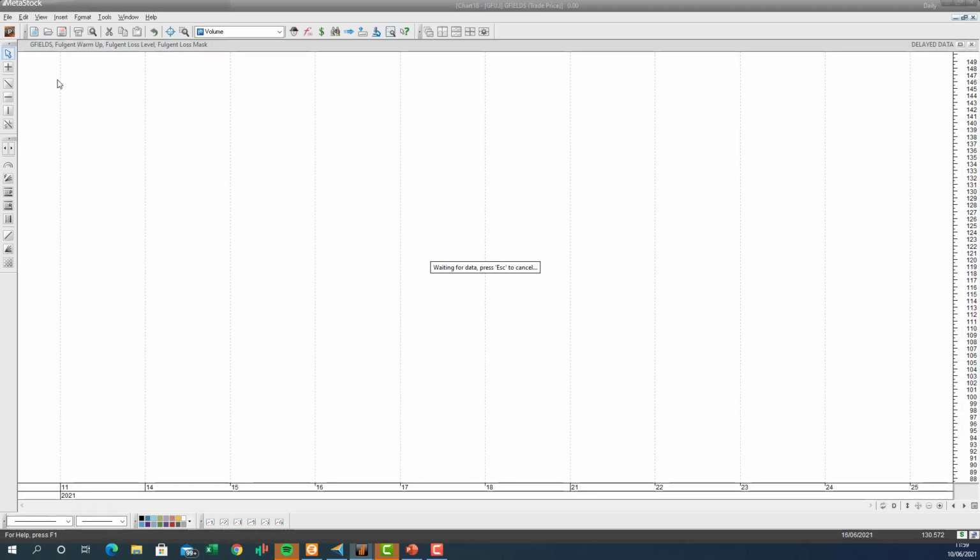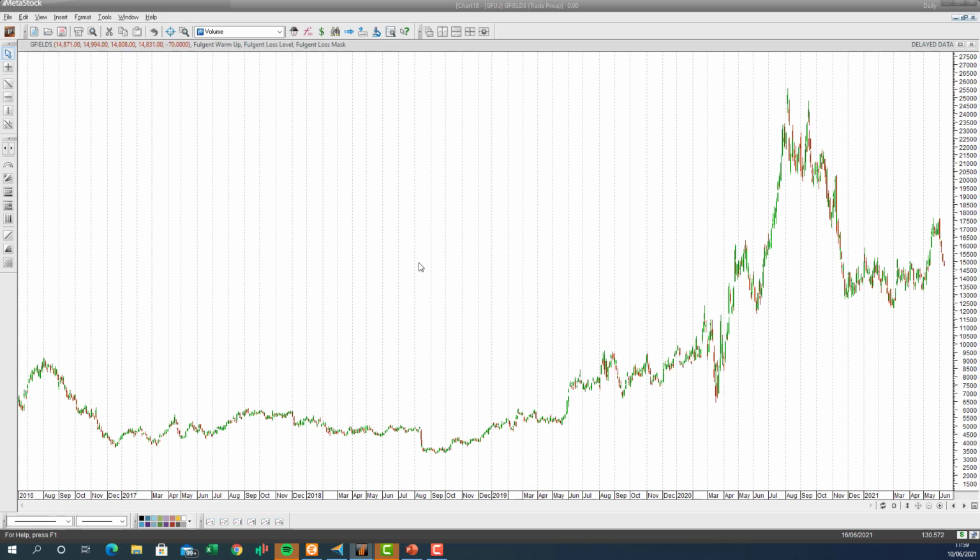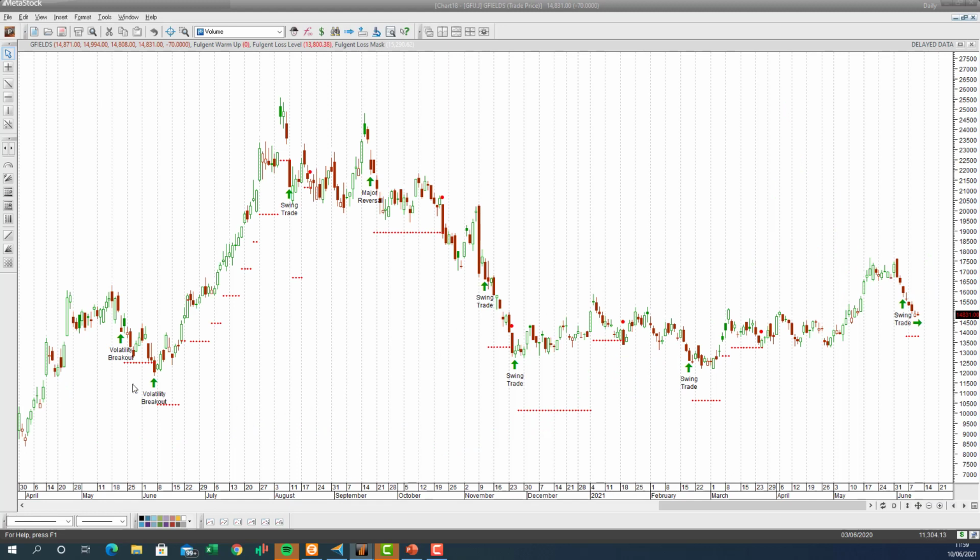Goldfields, I think it's Gemfields or Goldfields, yeah. Here we go, let it load. Look at this volatility breakout back here in June. Huge move. Got you out there. Swing trade as well. Major reversal. That one tanked. That one didn't work out. That one worked out. That one worked out. Now it's in a classic swing trade.